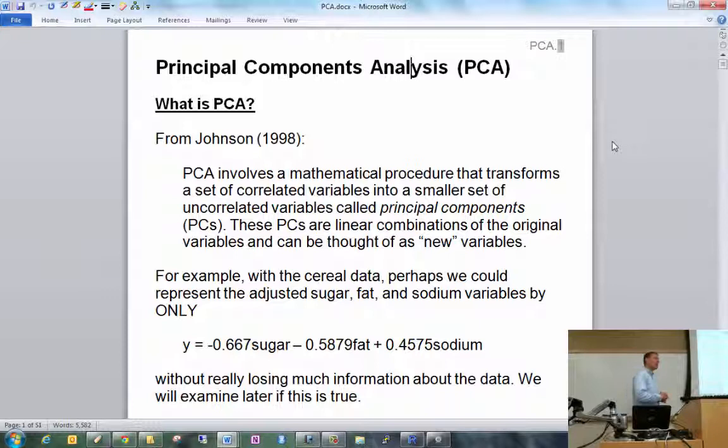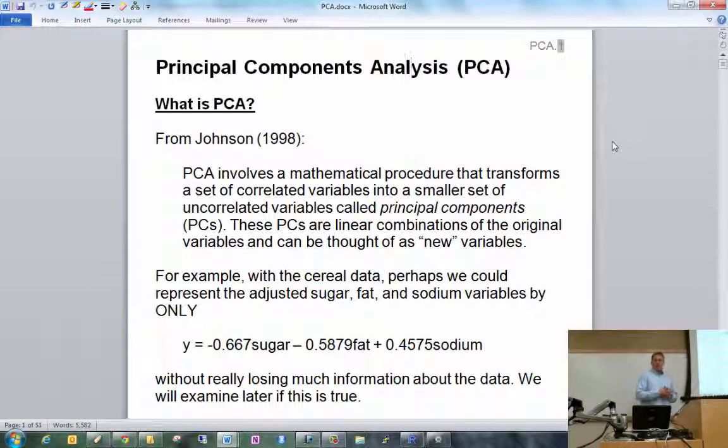Okay, so we're going to talk about principal component analysis now. And when I was putting these notes together, I was thinking, what would be a great way to just give you a brief introduction to what PCA is. And basically, I don't think I could have done any better than how Dallas Johnson explained it in his 1998 book. So here's a direct quote from Dallas's book.